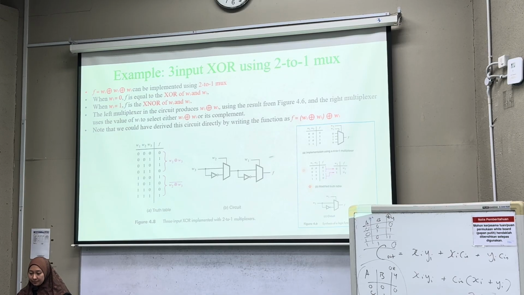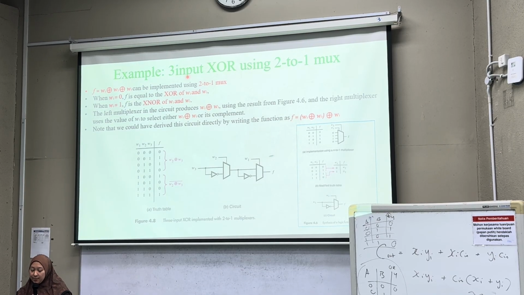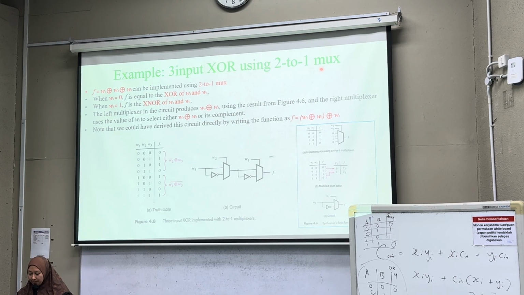Now, example: 3-input XOR using a 2-to-1 mux. Here we've got a 3-input XOR, W1, W2, W3. This is much used, if you remember, in the full adder. For the sum, it's A XOR B XOR Cin. So this function is quite useful.